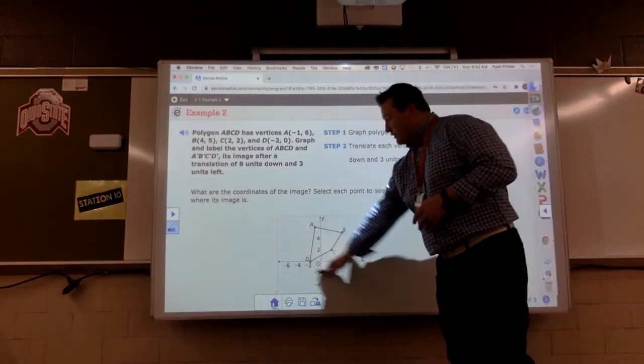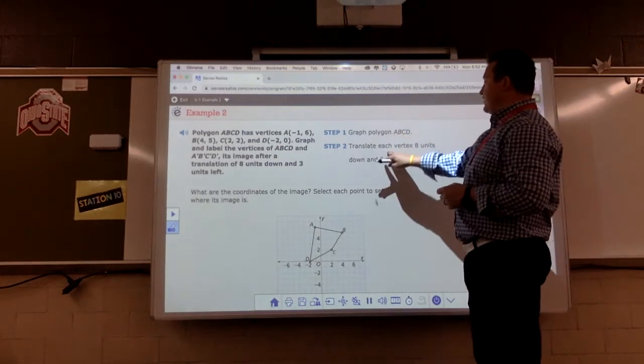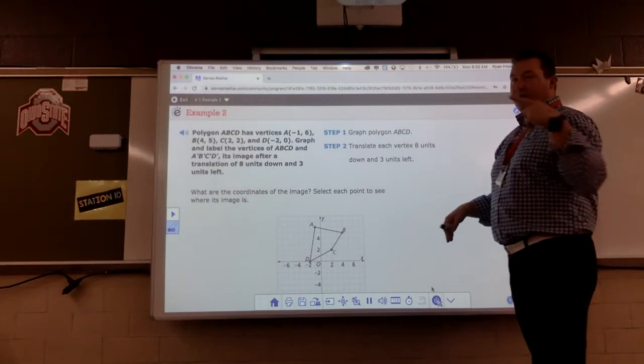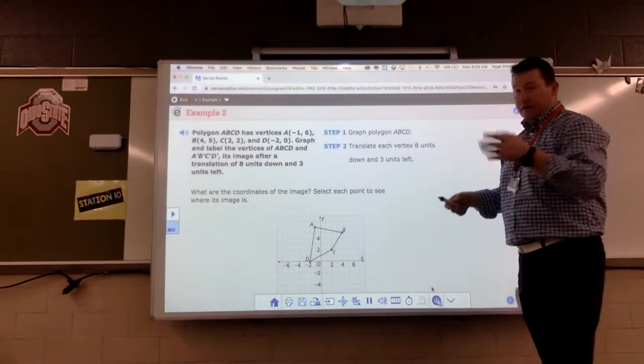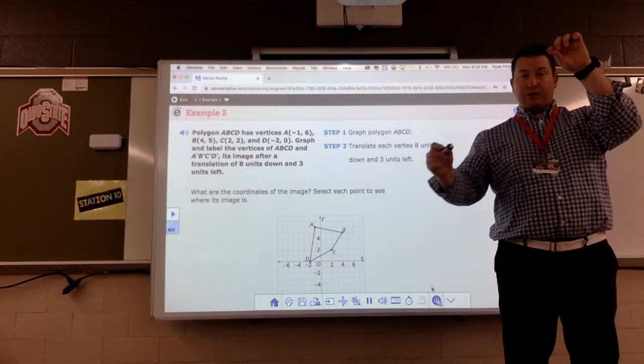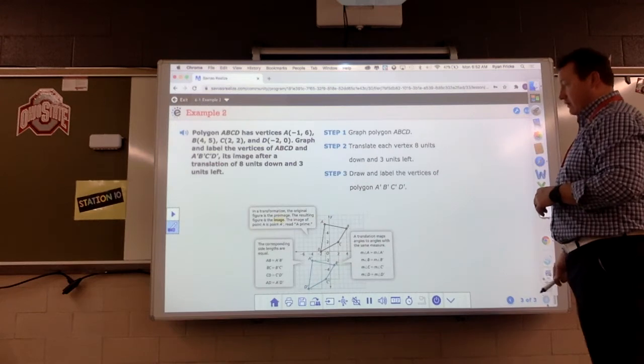So here are those 4 points. Beautiful. They've graphed it. Translate each of those 4 points 8 units down and 3 units to the left, right? So literally we're just taking A. We're going to go 1, 2, 3, 4, 5, 6, 7, 8 down, 1, 2, 3 to the left. We're going to put a new point, right? That's where A prime is going to be.